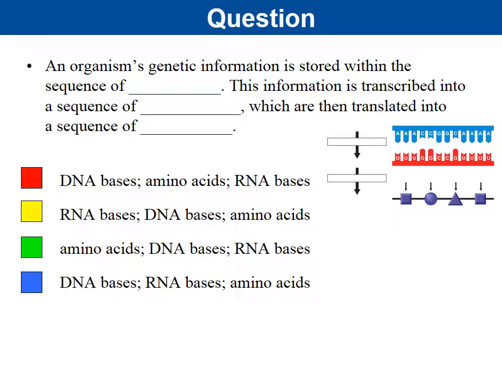Okay, now, did you say that the answer is blue? If you did, then you're correct. Okay, and so the information is stored within DNA, which is transcribed into RNA bases, which is then translated into amino acids. And so this blue is the correct answer.